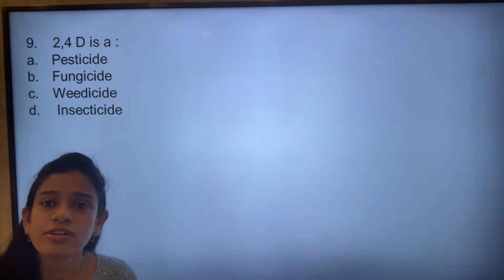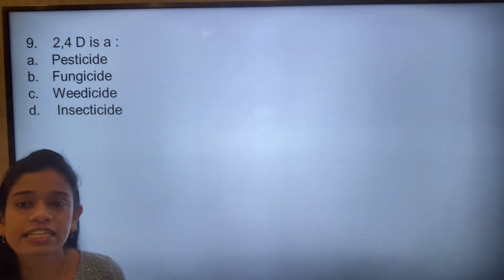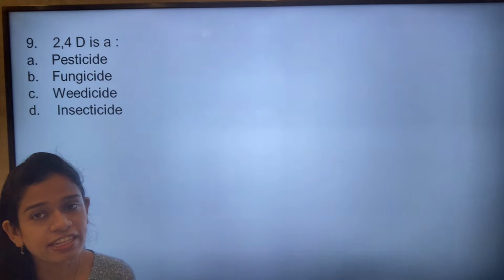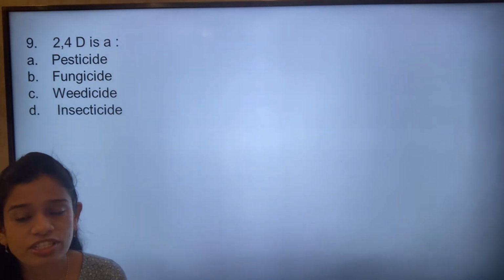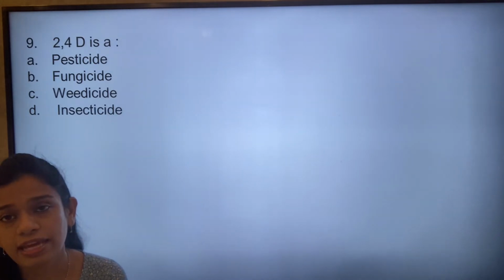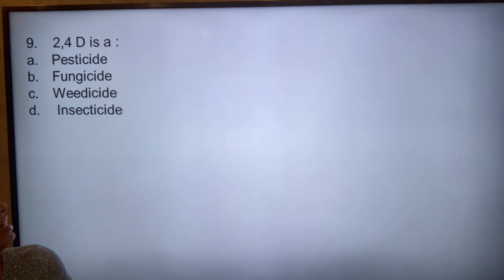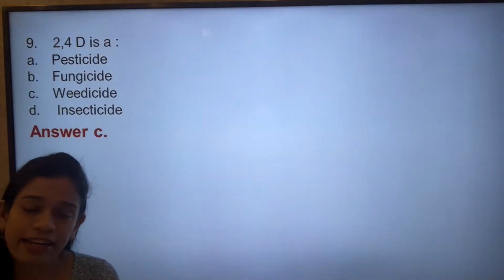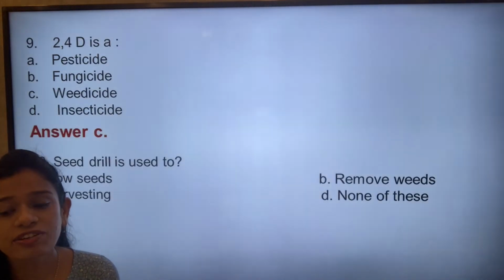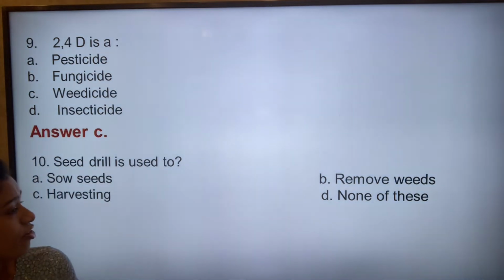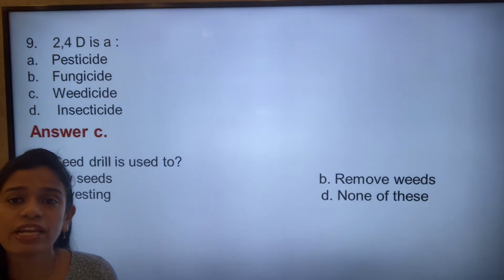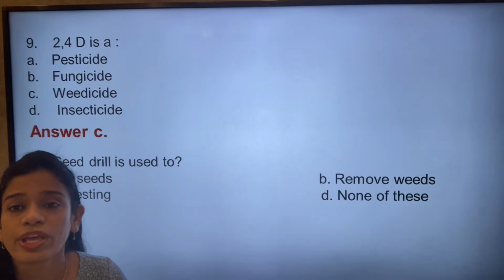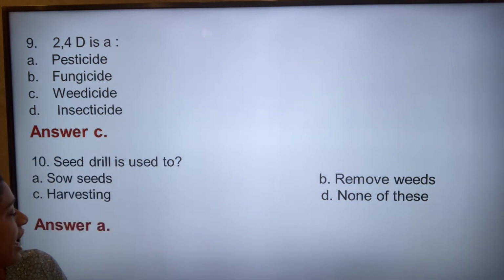2,4-D is a very common chemical, and this chemical form is present even in the NCERT book. They have mentioned 2,4-D, is it a pesticide, fungicide, weedicide or an insecticide. So 2,4-D is a weedicide, that is option C is the correct answer. Next question, seed drill is used to sow the seeds, remove the weeds, harvesting or none of these. So the seed drill, as the name suggests, is used for the process of sowing of the seeds, that is option A.